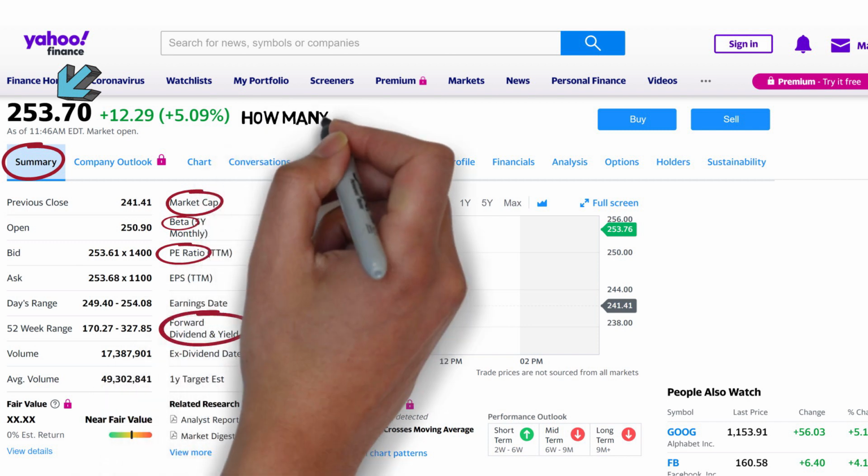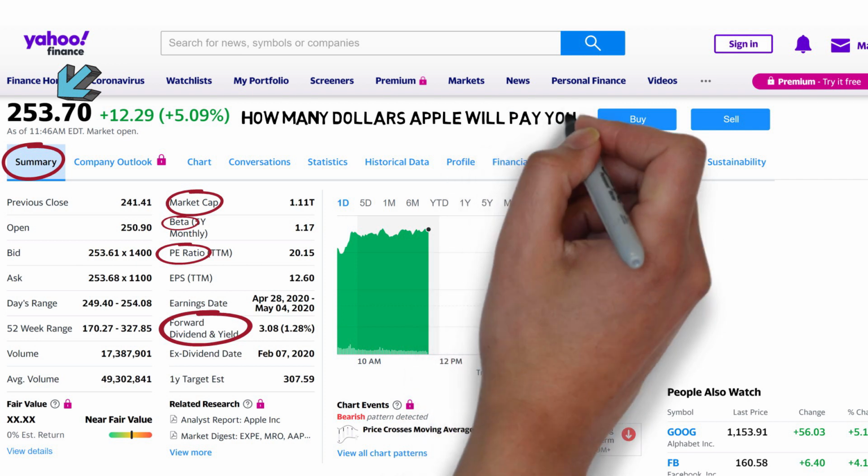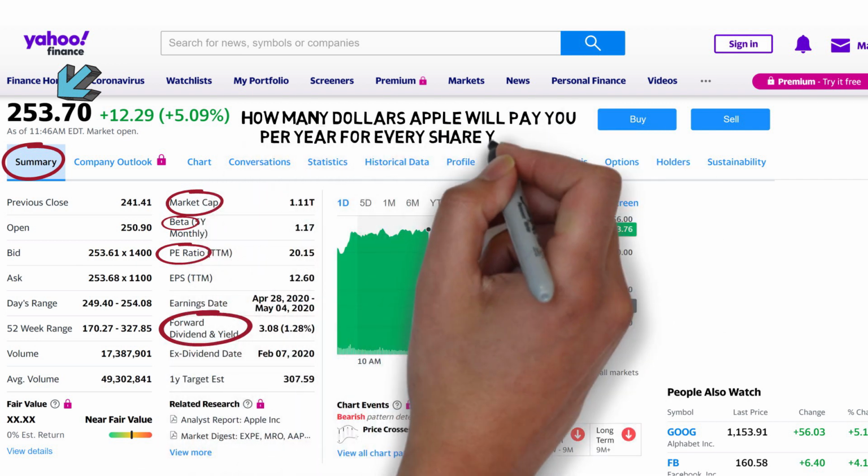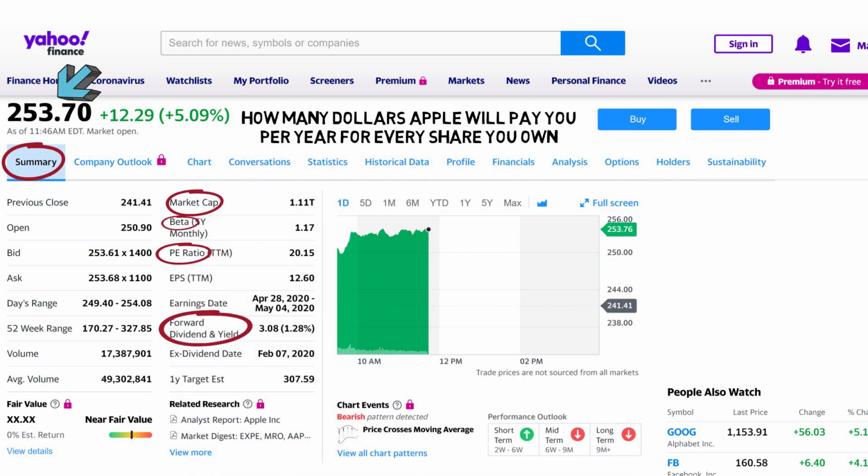Forward dividend is how many dollars Apple will pay you in dividends per year for every share you own. In this case, that is $3.08. The yield here is 1.28%. For a video explaining dividends and yield, click the video above. A 1.28% yield is fairly low, and I prefer to buy in with a higher yield.